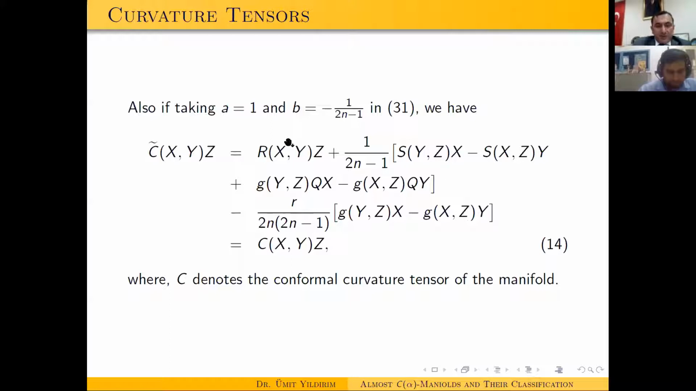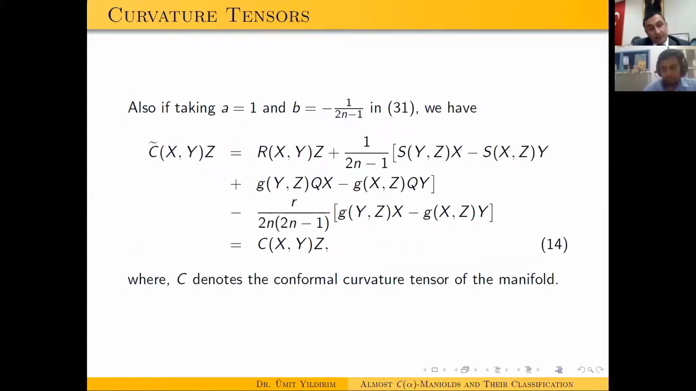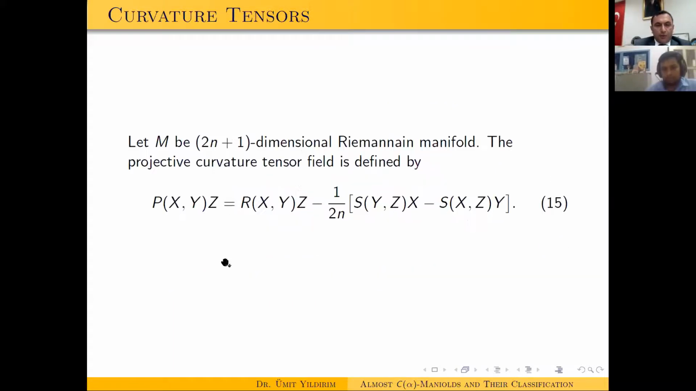Also, taking A equal to 1 and B equal to -1 divided by (n-2) in the quasi-conformal curvature tensor, the quasi-conformal curvature tensor reduces to the conformal curvature tensor. Here C denotes the conformal curvature tensor of the manifold.